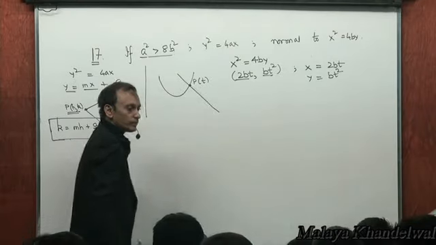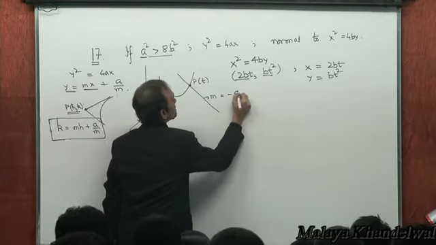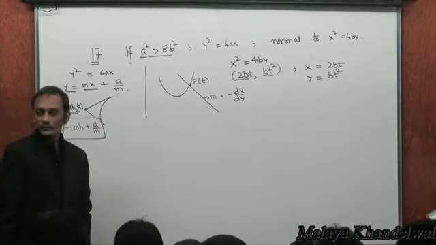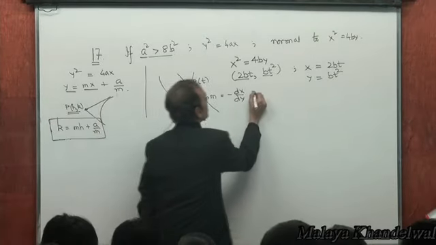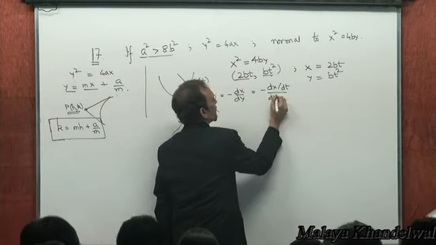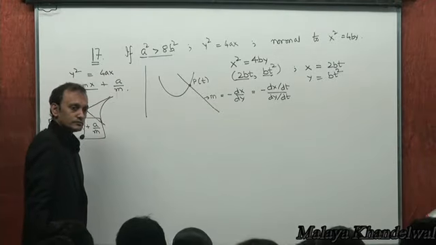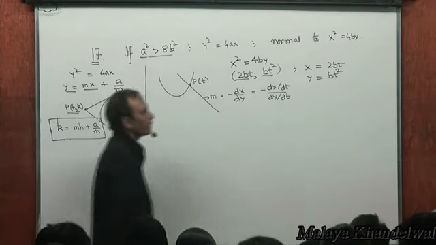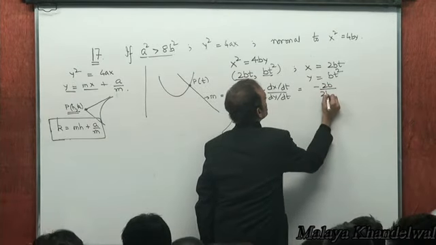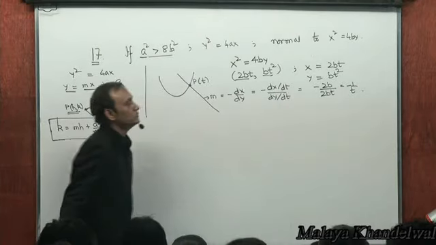then this is the normal. The slope of the normal at any given point P would be minus dx by dy. Minus dx by dy is the slope of the normal, right? Minus dx by dy means minus dx by dt divided by dy by dt. That's the slope of the normal at any point, right? Minus dx by dt means minus 2b, minus dy by dt means 2bt, that means minus 1 by t would be the slope of the normal.